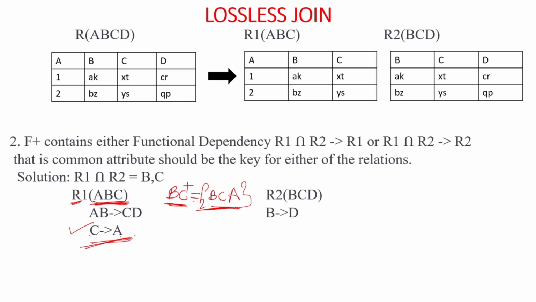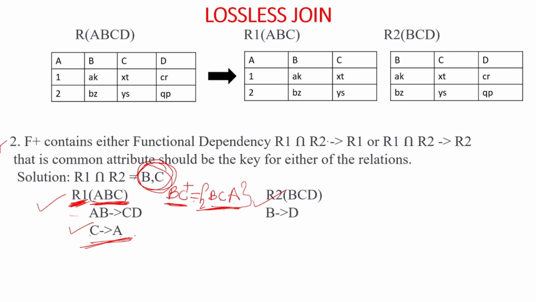So now in BC closure we are getting ABC, and the original R1 relational schema is also ABC. So we are getting all the attributes of R1, so we can call BC a key. This common attribute which we have got, BC, should be a key either for R1 or R2. That is the second condition of lossless join.